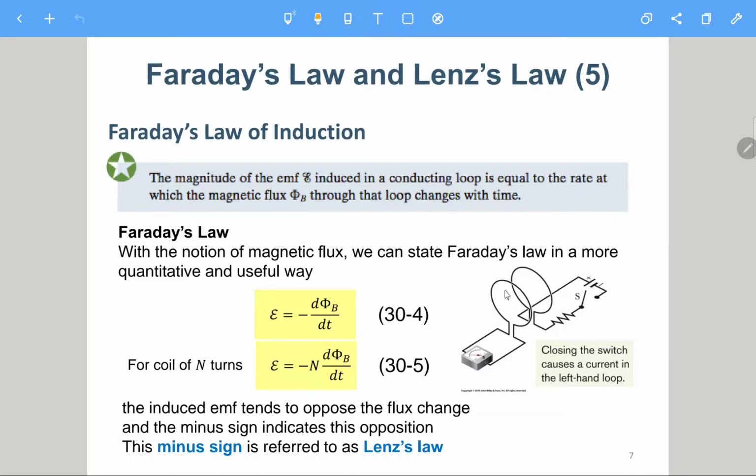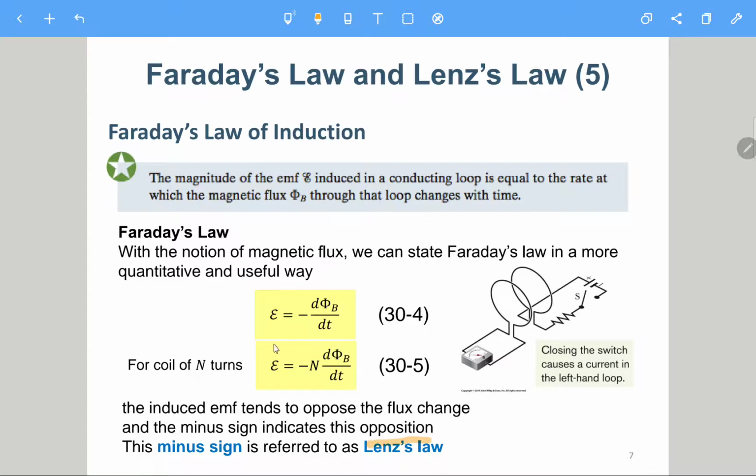If there are n coils or n turns for the secondary coil, then we multiply by n here on the right side. So this will be one form of Faraday's law. So this is actually Faraday's law. The induced EMF tends to oppose the flux change, and the minus sign indicates this opposition. This minus sign is referred to as Lenz's law.